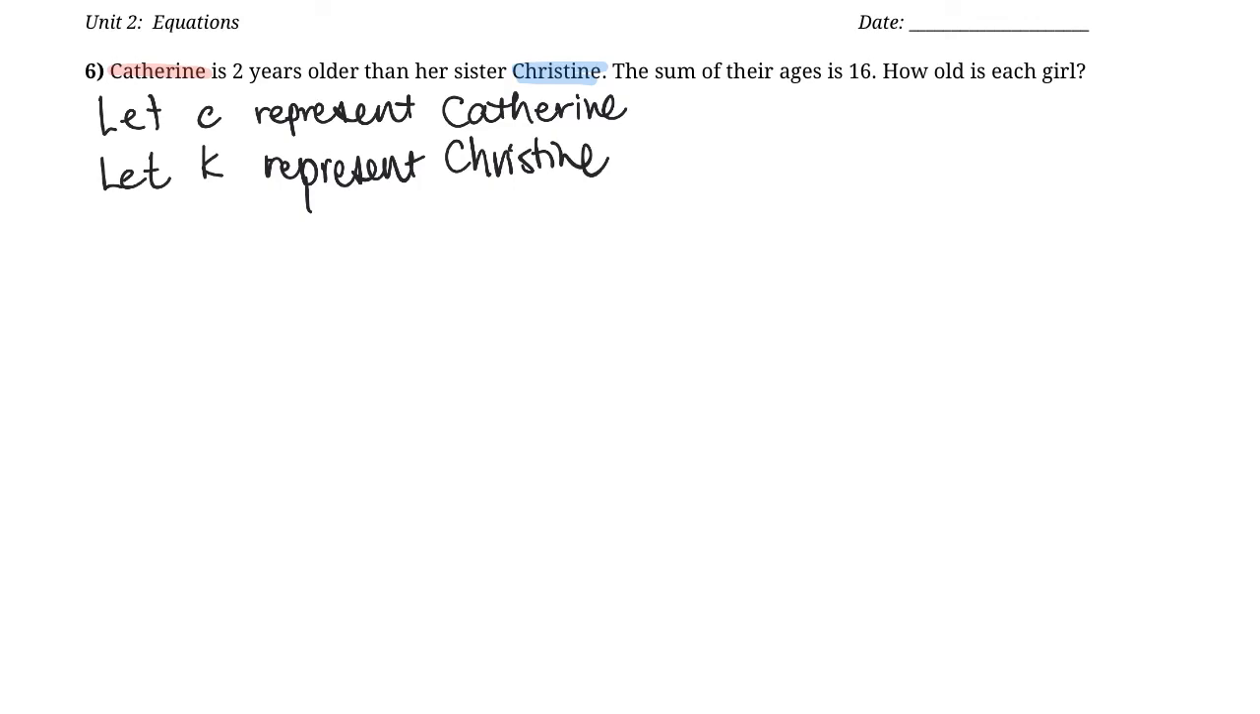Okay, so let's write out some information that we know. So we're told that Catherine is 2 years older than Christine. So let's translate that. So Catherine is 2 years older than Christine. Okay, so C is equal to 2 plus K. Now, we're also told that the sum of the sisters' ages is 16. So if we add Catherine plus Christine, that should give us 16.